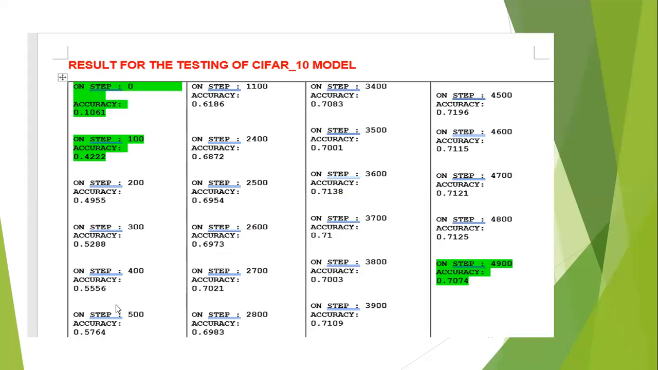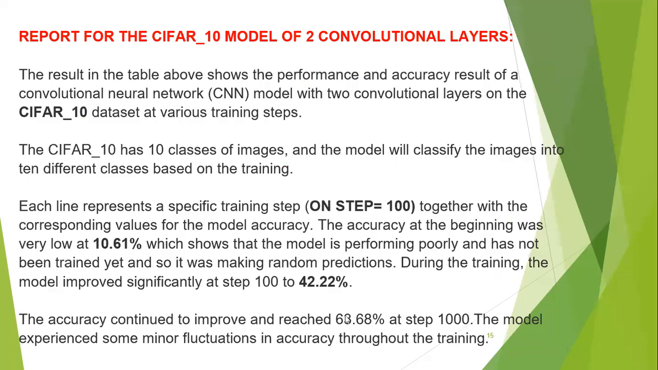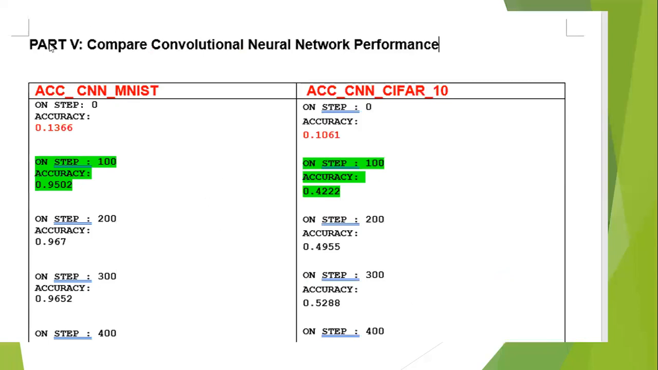Here it was 61, and then 68, 69, until we got to the final 70.74. Here it was 71, and it went down to 70.74. So the accuracy continued to improve until the final step.